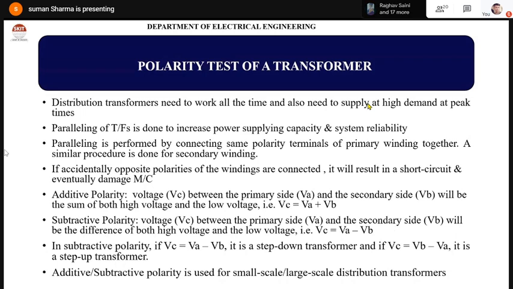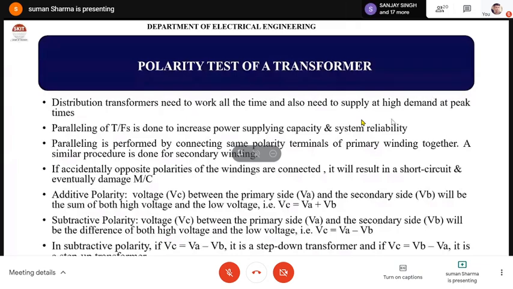So what is polarity test of transformer? Polarity test of transformer, significance of polarity test is that for parallel operation of transformers, the correct polarity connection should be there, otherwise there will not be sharing in as you wish. The distribution transformers need to work all the time and also need to supply at high demand.